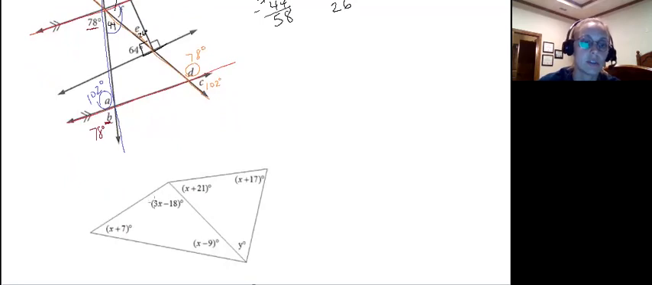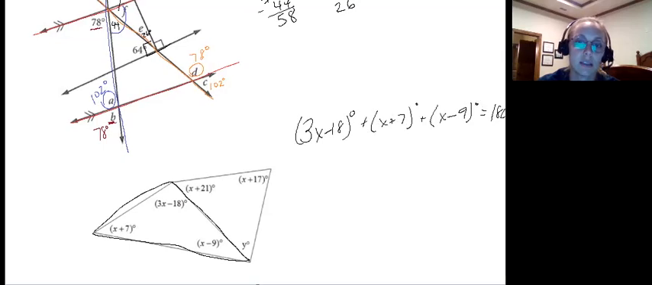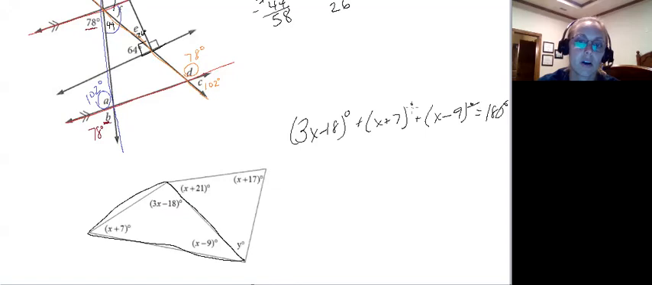At the last one here, this one looks really complicated, but it's really just trying to put your algebra skills with your geometry skills. So we know that inside this triangle, we are adding up to 180 degrees. We don't know what any of these are, but if we look, they all contain an x. So we just have to add them up. 3x minus 18 degrees plus x plus 7 degrees plus x minus 9 degrees has to add up to 180 degrees. Now we can just kind of ignore the degrees symbol at this point because they're all going to be degrees, and because we're really solving for the x.